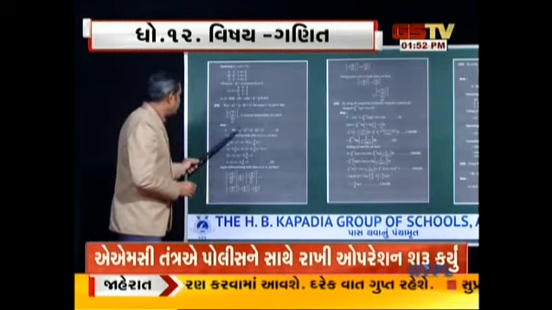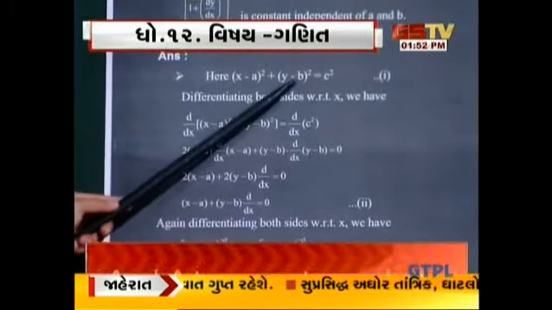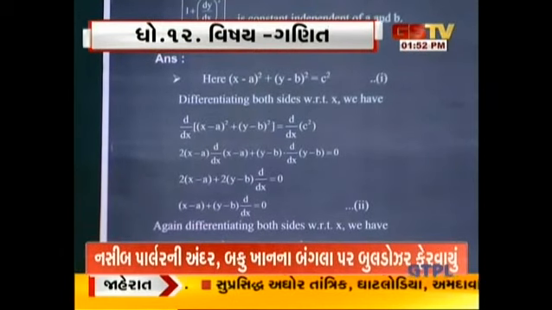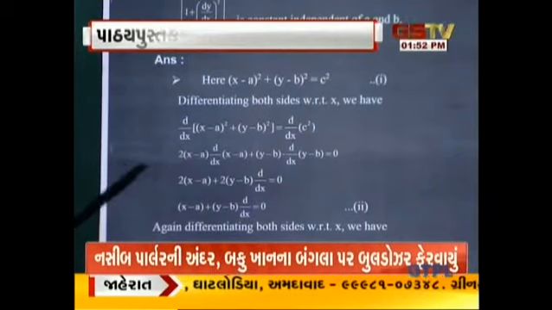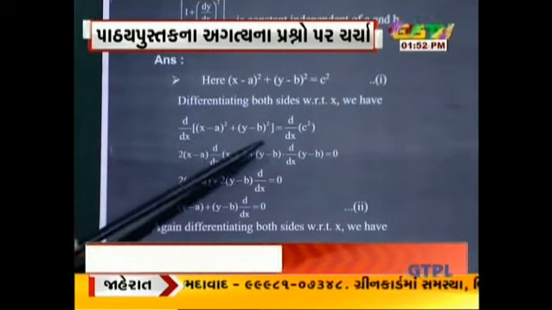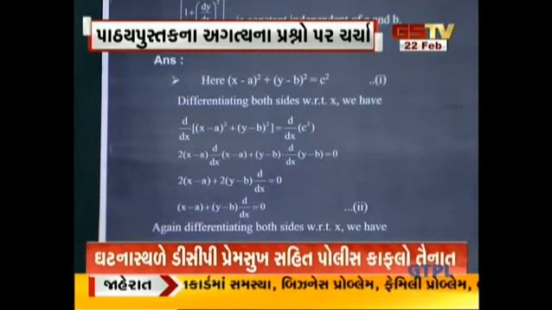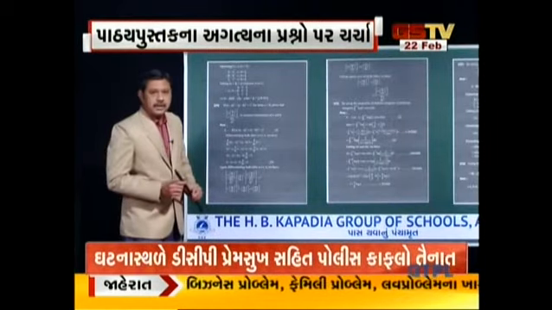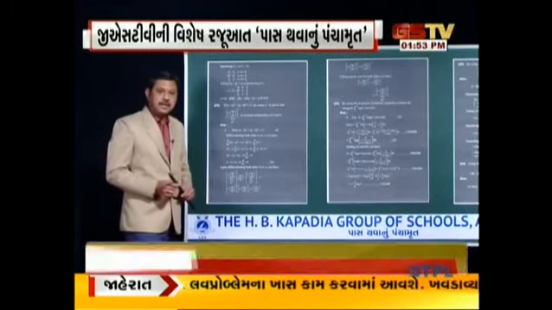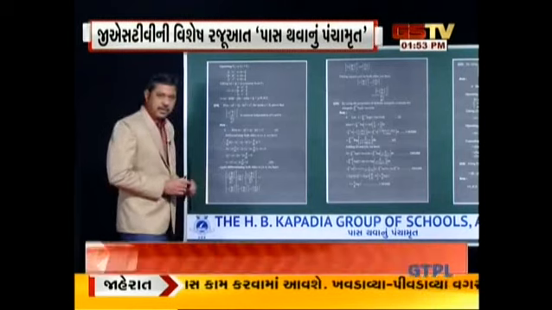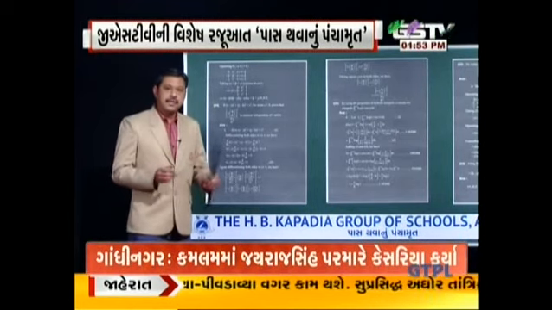See the solution. Our equation is x minus a square plus y minus b square is equal to c square. Differentiate both sides, so we get 2 into x minus a plus 2 into y minus b into dy by dx is equal to 0. As you know very well, student, y is a variable, an implicit function. So when we differentiate the y variable, we write dy by dx there.